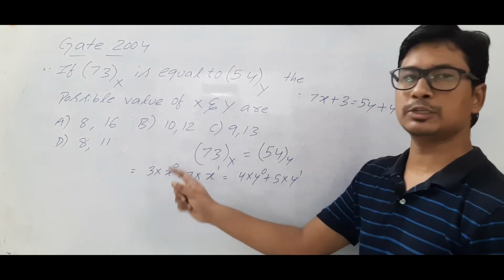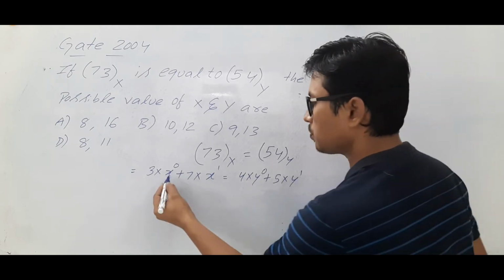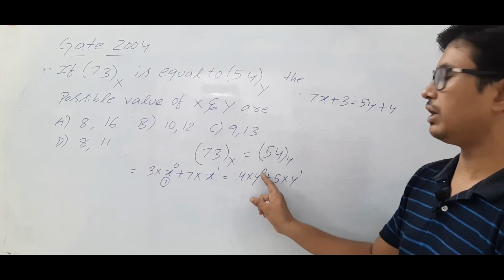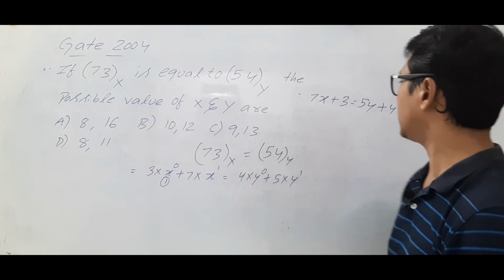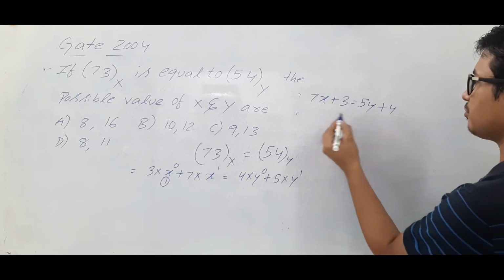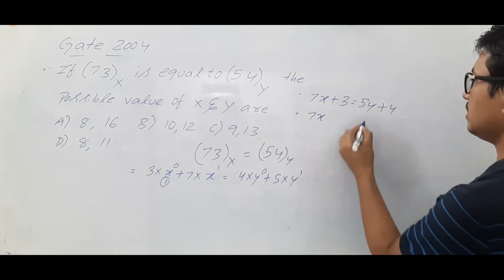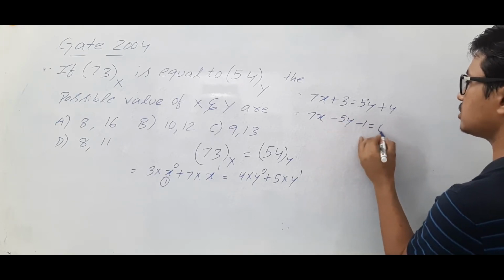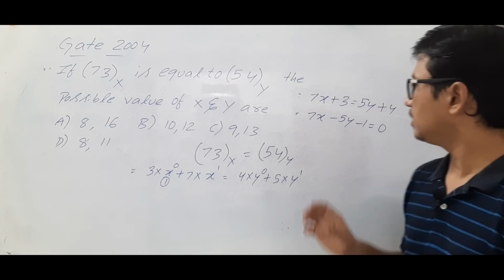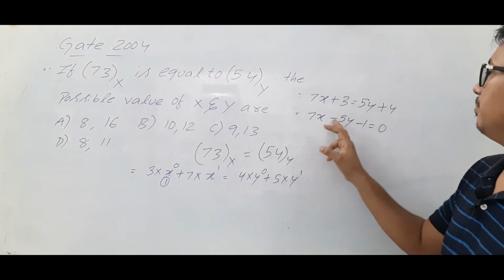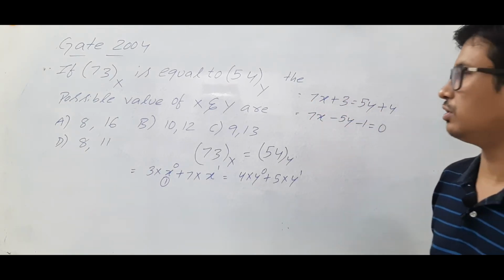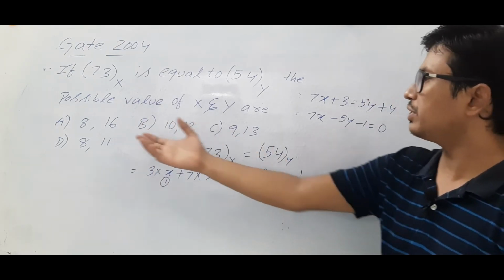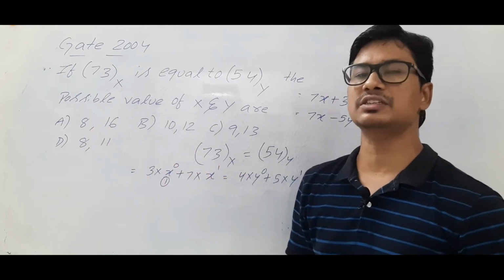Because x power 0 is 1, so 3 into 1, you will get 3. Similarly, 4 into y power 0, y power 0 is 1, so you will get 4. So if I simplify it further, 7x minus 5y minus 1 is equal to 0. So they have given options, x value and y value, 4 options. We can simply substitute them and we will find which is the right answer.